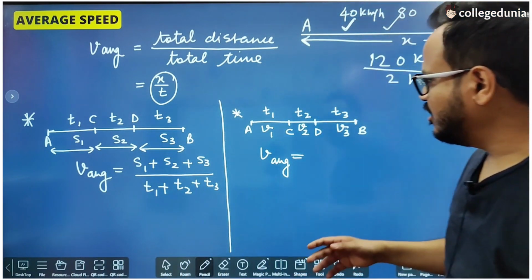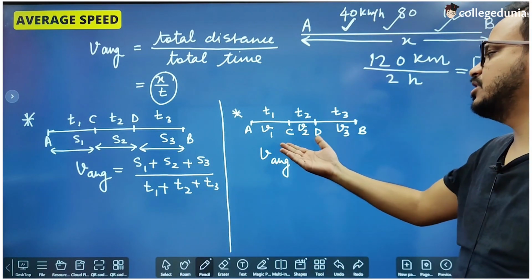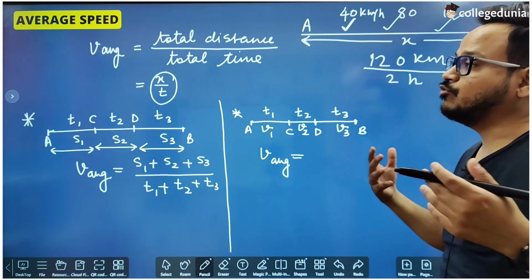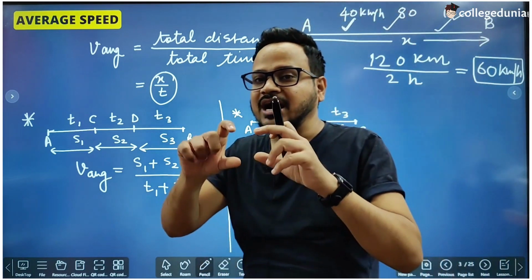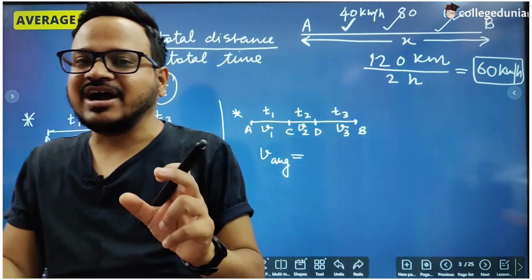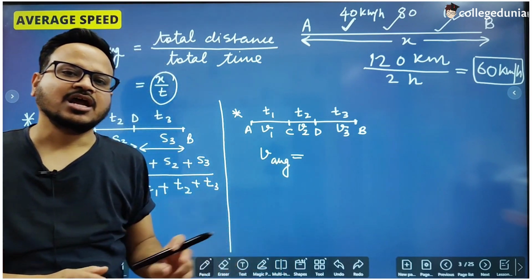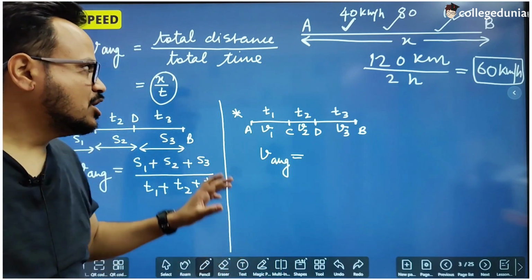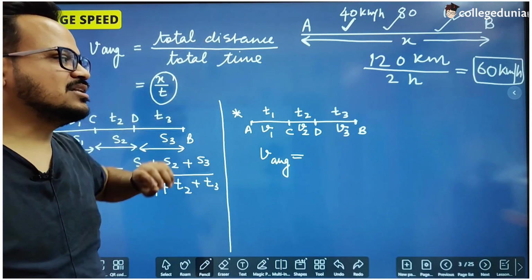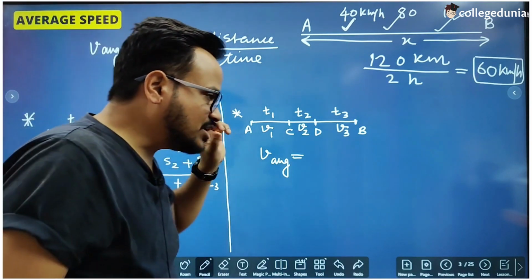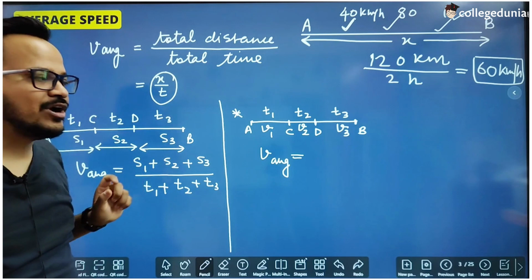If you are saying that this numerical is very simple because 3 different speeds are given and I have to find the average speed, so I'll add those 3 speeds and divide the sum by 3, you are not going to get the answer. You have to apply this formula. Just ask yourself that in this situation, have I applied this formula before finding the answer?